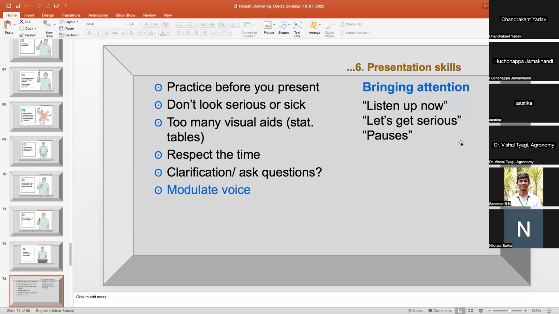Modulate your voice. If you have same tone, same ups and downs in your voice, this is never liked by the people. It is considered as monotonous voice. So you need to modulate your voice, some low level, some high level, emphasis, just change the style of your voice.